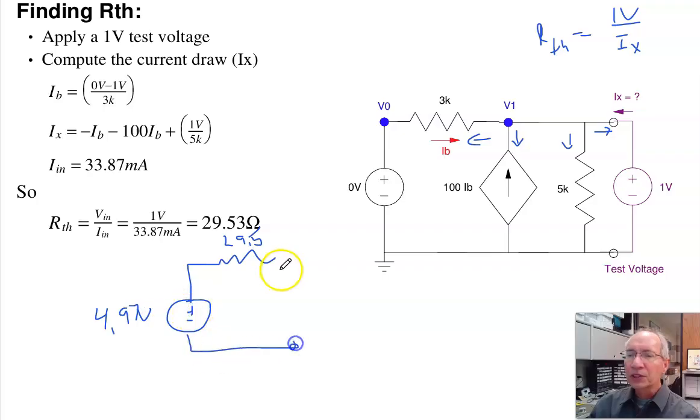This is also where Thevenins are kind of nice. This is a whole lot easier to analyze than that circuit. They're equivalent as far as the output's concerned.